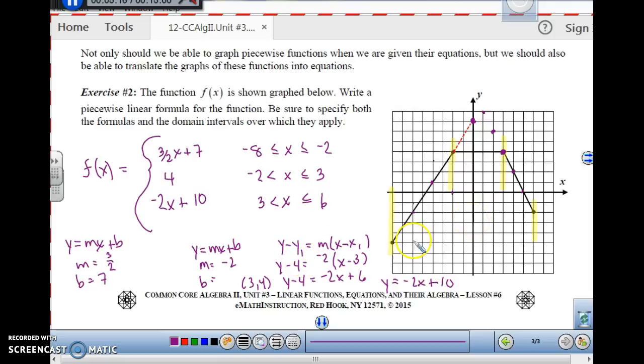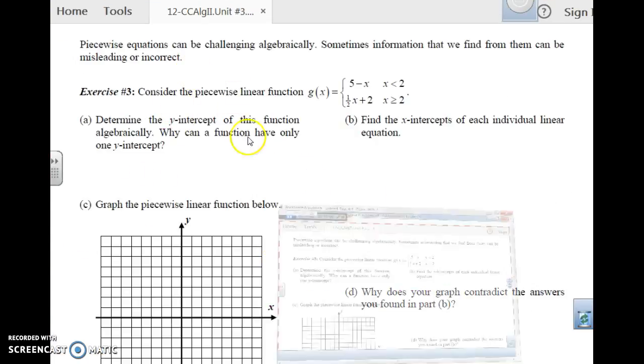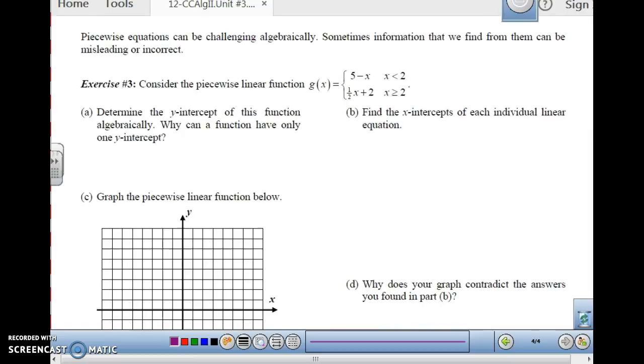I can see that I've got it on here. Now in the next class, I will show you how you can do this on the calculator so that you can check your answers as you go. All right, let's try one more. Let's look at some of the parts of the piecewise function.